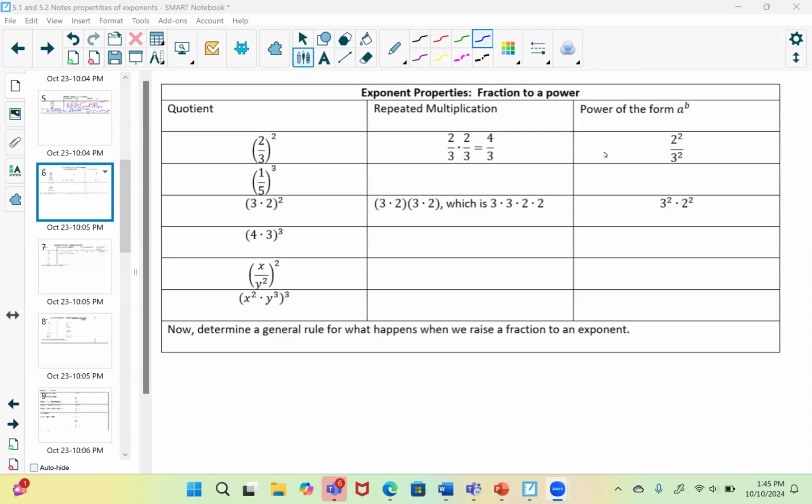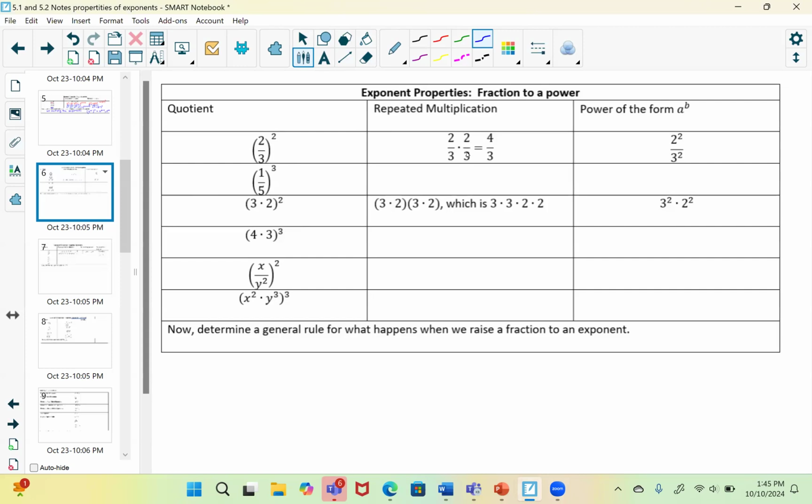So the next one we're gonna look at, again, picking up on those 10.1, 10.2 notes, is a fraction to a power. And we're also gonna do a product to a power as well in this. Well, we've already done some of them. We've done two-thirds squared, and so that means we're squaring both of these.